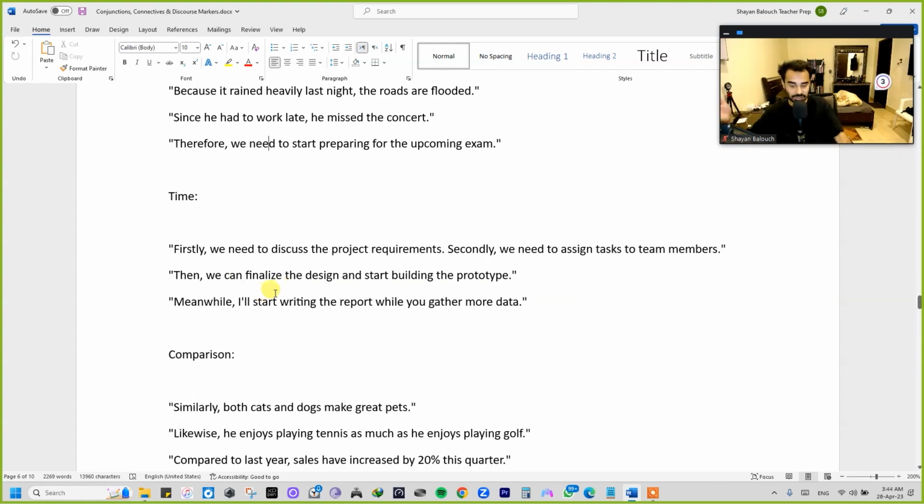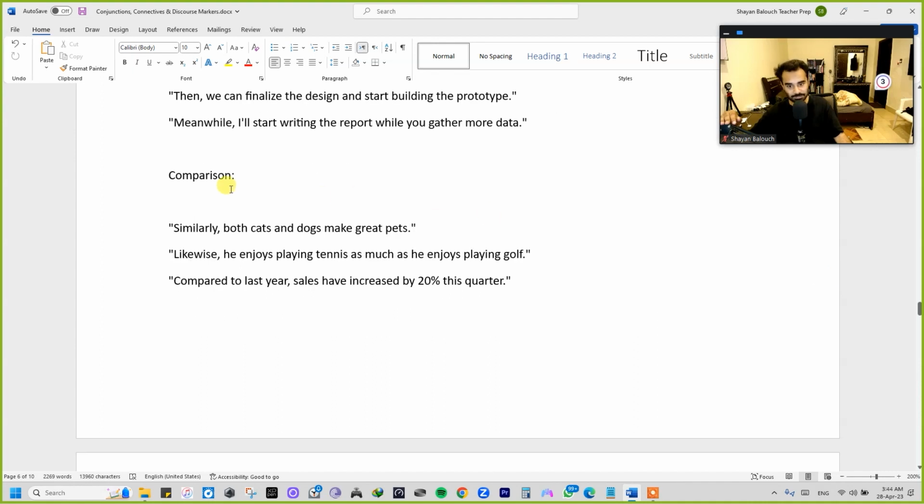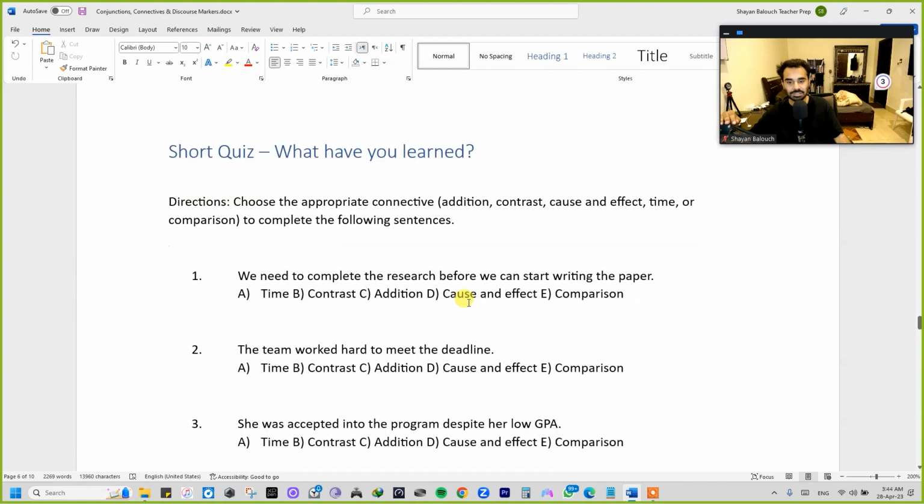Now we have something for the time as well. For example, meanwhile, then, firstly, pause the video, and then try to read it, and then write your own examples as well. Then we are having comparison, okay, where we are actually comparing two different ideas together. Okay, so pause the video, read it out yourself, and try to make your own sentences and put down in the comment section. Now, here's a short quiz for you, that what you have learned so far.